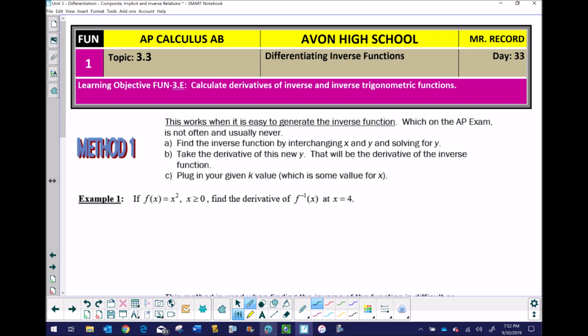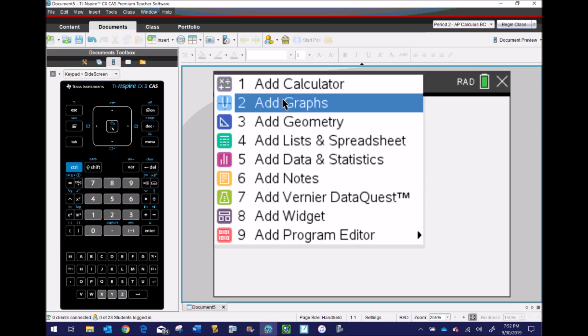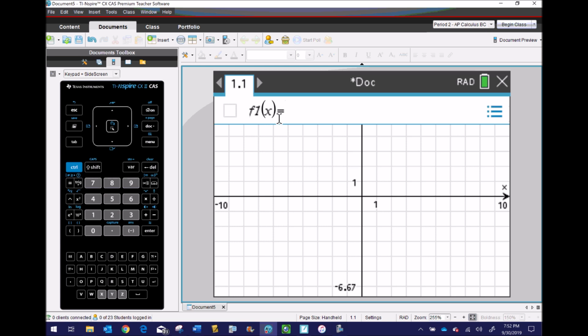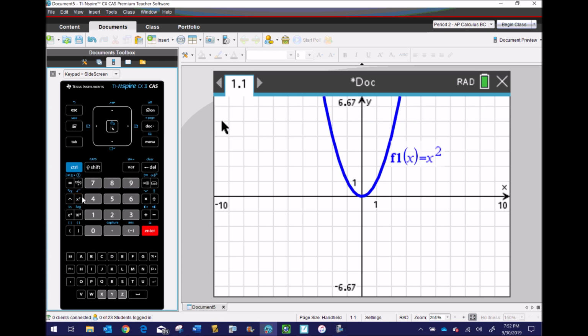Let's say that we were to graph that function. It's a very simple function. I'll create a new document here. I'm going to graph this on the TI-Nspire CX II CAS software, but this particular graph would render on virtually any graphing calculator.